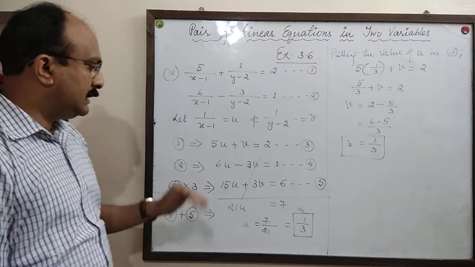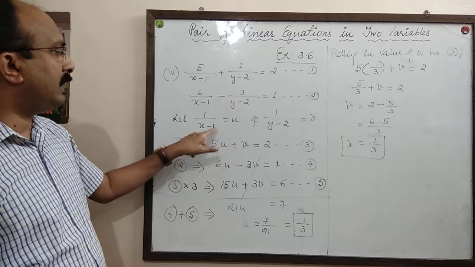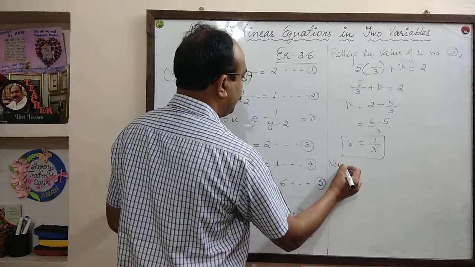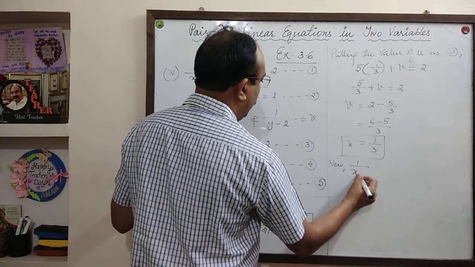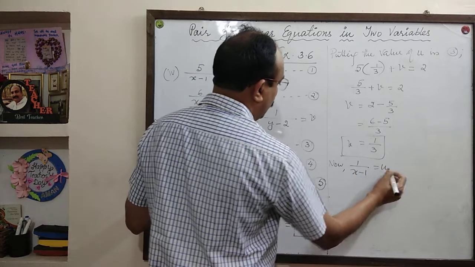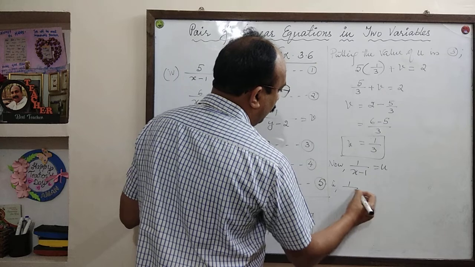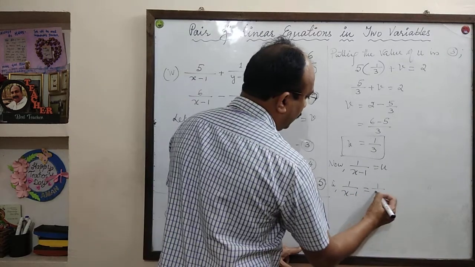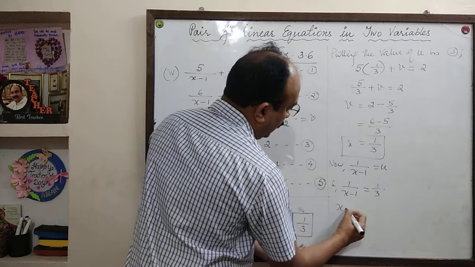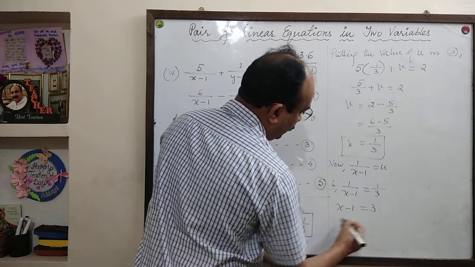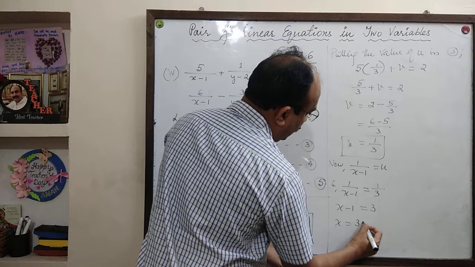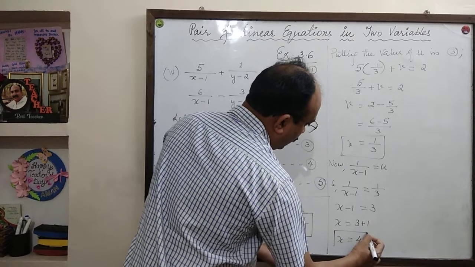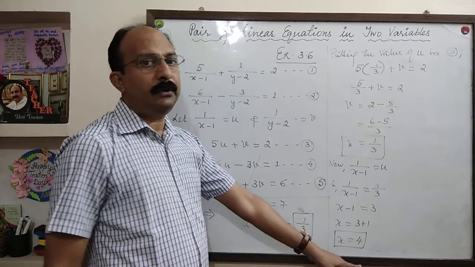Now we have to change these u and v into x and y. How? Go back here. So now 1 upon x minus 1 is equal to u. That is 1 upon x minus 1 is equal to the value of u, which is 1 upon 3. Cross multiply. X minus 1 is equal to 3. X is equal to 3 plus 1, which is 4. So finally we got the value of x.